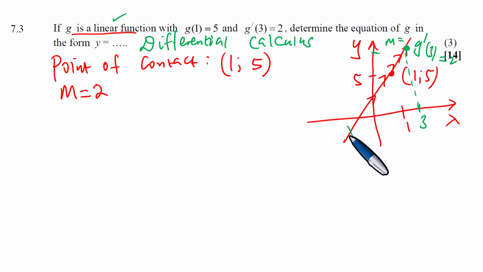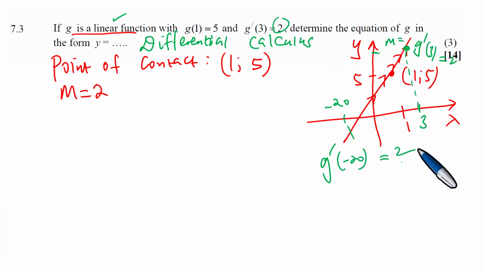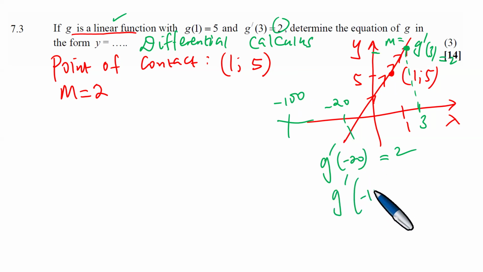Even if you take the slope at this point, you can take the slope here at x. X can be anything. Maybe x is equal to minus 20. What is going to be g at minus 20? What is going to be g prime, the slope? If this is a straight line, the slope is going to be the same. It's going to be 2. If you take x as minus 100, the slope, g prime at minus 100, is still going to be 2.